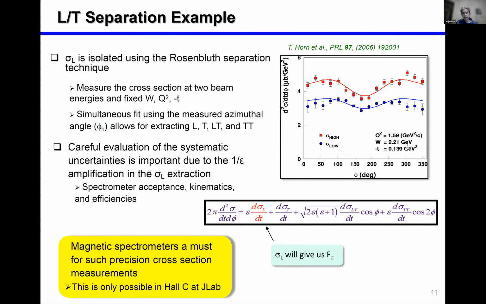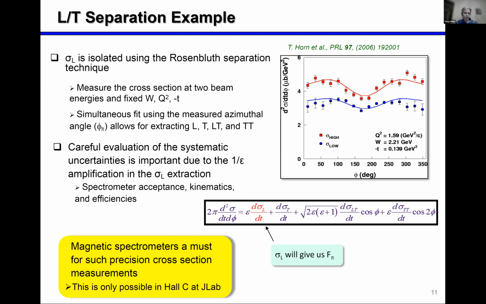And you measure this at fixed kinematic values of q squared, W and t, and then fit this form of the equation to the data and extract from it the coefficients, which then correspond to the longitudinal cross-section, which will give us the form factor, and the transverse cross-section and two interference terms. So that can be done too.